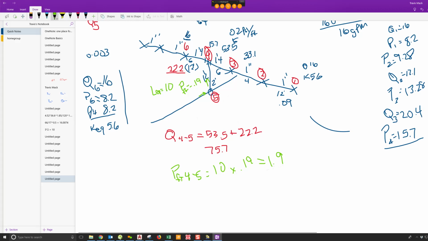Okay, now we've got to figure out what the pressure is at 5. So I know my friction loss here is 1.9. What do I add it to? I had a pressure of 15.7 and a pressure of 8.2. We said you always have to balance to the higher pressure. So we use this 15.7 to get this equivalent flow on this side over here, which we determined to be 22.2. So I take P5 equals 15.7 plus 1.9, which is 17.6. And my flow at 5 is my 75.7.